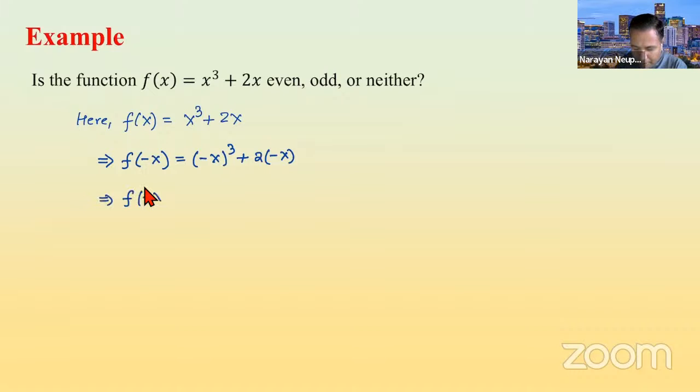So f of negative x is equal to negative x cubed, meaning negative x multiplied by negative x multiplied by negative x. Three negatives multiplied will be negative x cubed. And here we have positive 2 multiplied by negative x. Positive multiplied by negative is negative 2x. Now you can see in both of them we have the negative, so in the next step you can factor that out. If you factor that out, you'll get x cubed plus 2x.